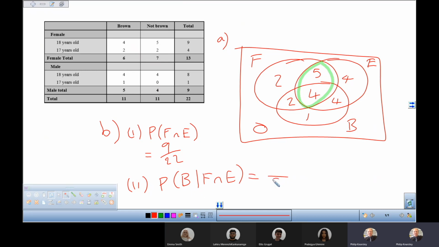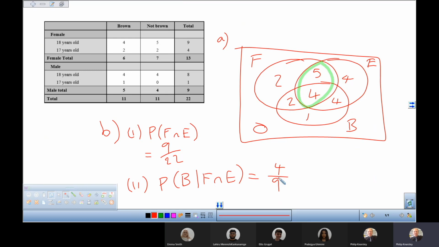So given F and E, change that denominator to 9. And given brown hair, so we want brown hair out of those, so 4. You can convert those to decimals, they're completely acceptable. So 0.444444.